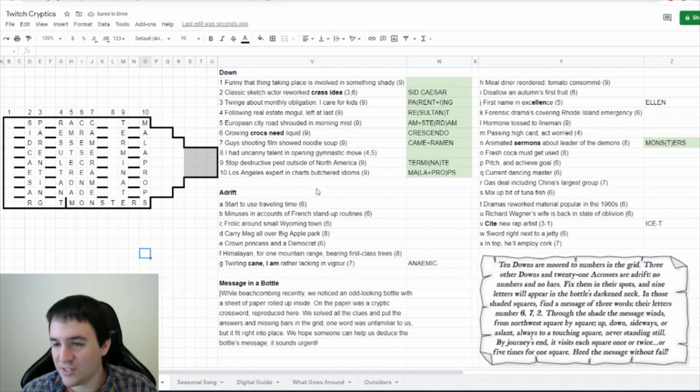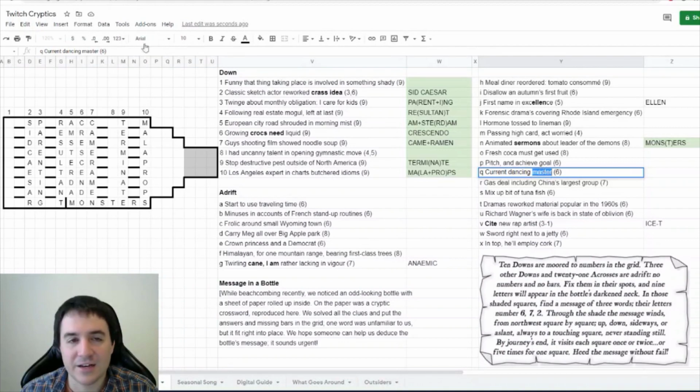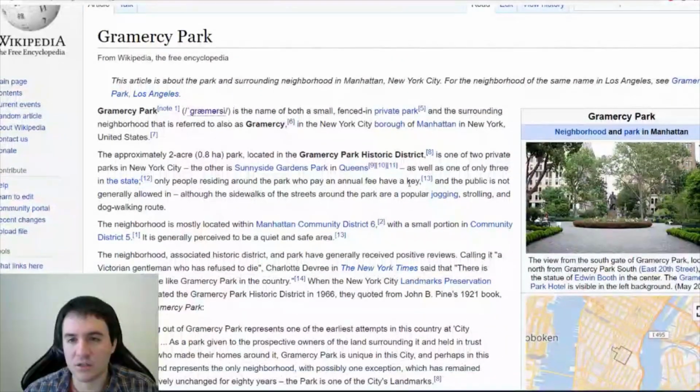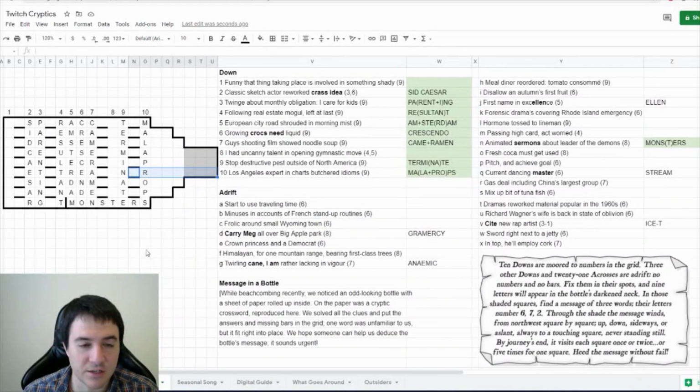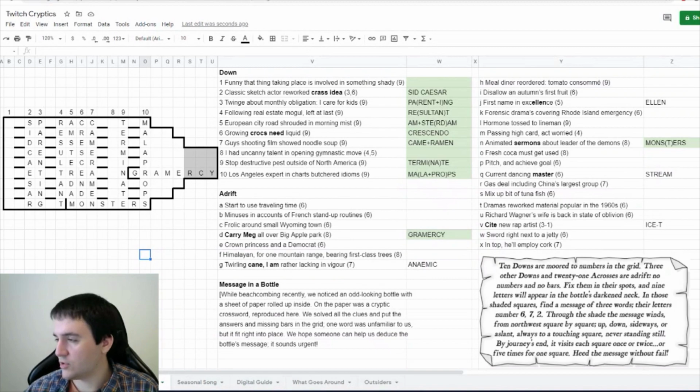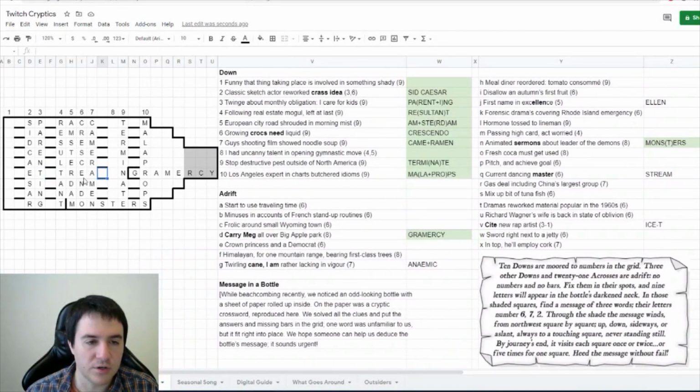Zamaj says Q is stream, current dancing master. Another anagram. This one looks like an anagram. Carry Mag all over Big Apple Park. Gramercy, private park and neighborhood in New York City. This is Gramercy Park. I think literally the only place in the grid that it can go is right here. All right, so we have our first peek into the gray neck of the bottle. Oh, Zamaj thinks they found stream. Ah, stream could go here.